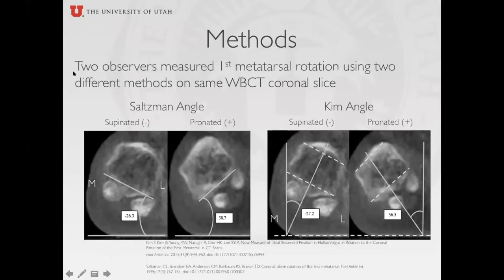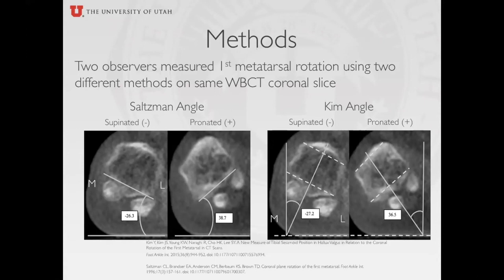After that, we needed to measure our first metatarsal axial rotation. We did that with 2 different methods, the Saltzman angle and the Kim angle, using weight-bearing CT. These are 2 of the more commonly utilized measures of first metatarsal axial rotation. They were initially described on weight-bearing plain radiographs, but we've adapted them to CT, as well as a number of other studies have.